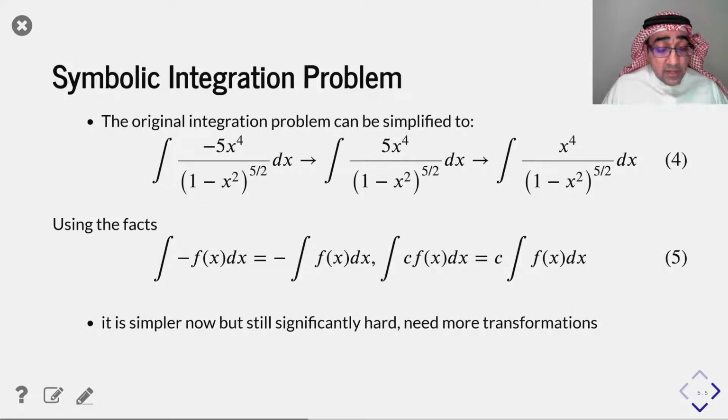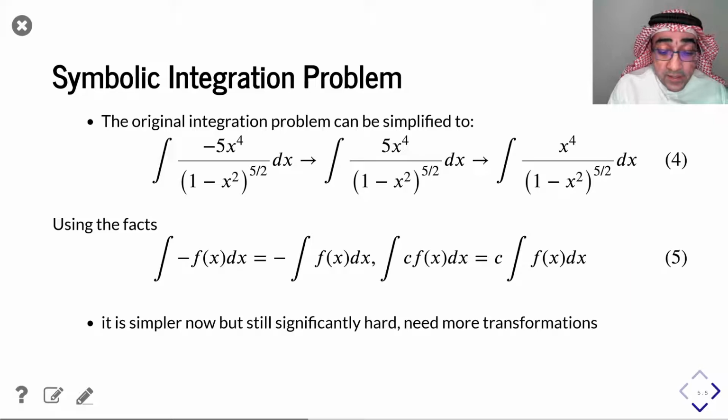Okay, so let's take the example. First, the example that we have: I have minus 5x to the power 4 divided by this bracket to the power 5 over 2. As you can see, the minus over here is one of the safe transforms that I can do. So now this problem can be reduced to this problem. Notice I have taken the minus sign out.